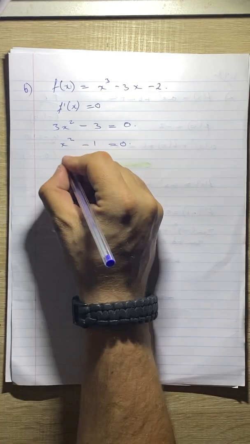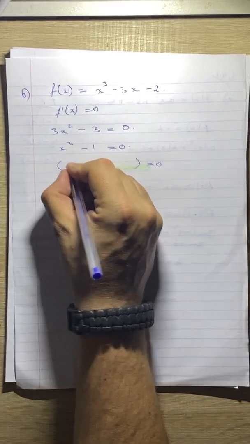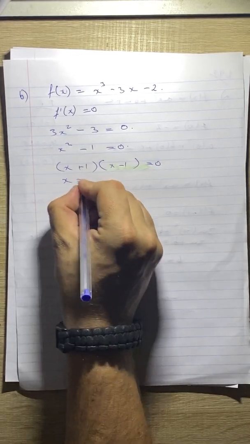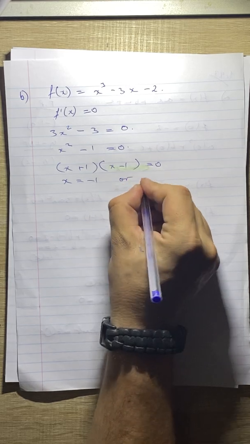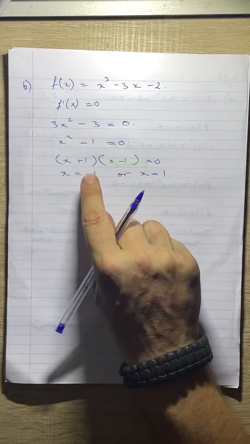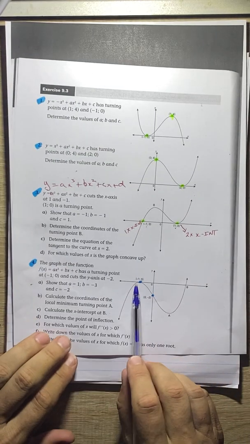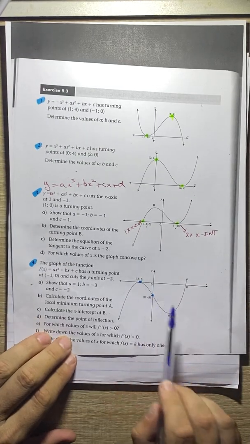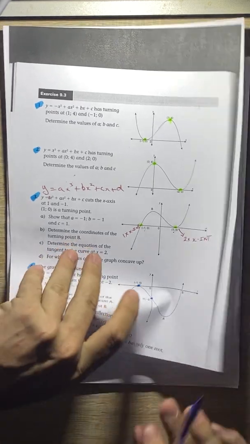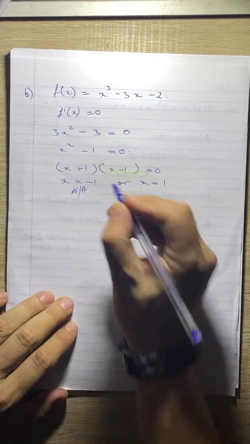I can factorize that, and we get x plus 1, x minus 1. So x is equal to minus 1, or x is equal to 1. Now, we are not interested in this one because that's already this turning point over here, minus 1. We're interested in this one, and our x value needs to be positive there. So this one over here is not applicable.